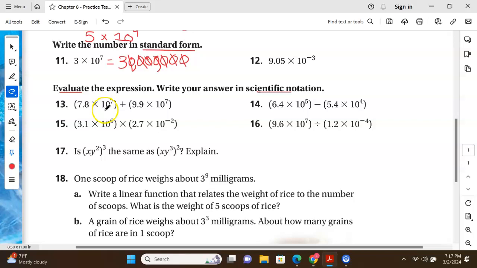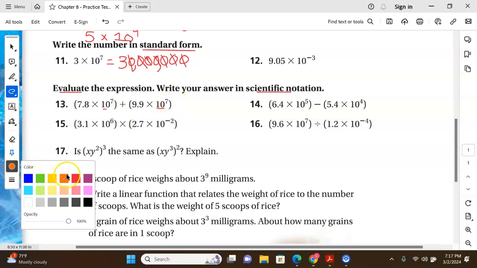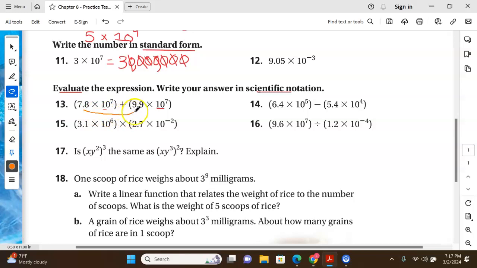Okay, so the first thing when you add and subtract, check to make sure you have the same exponent. So 10 to the 7, 10 to the 7, you're good to go. Now all you have to do is take 7.8 plus 9.9. Well, 7.8 plus 9.9 is going to give me 17.7. If you need help, you can use a calculator for that, but you should be able to do this in your head.